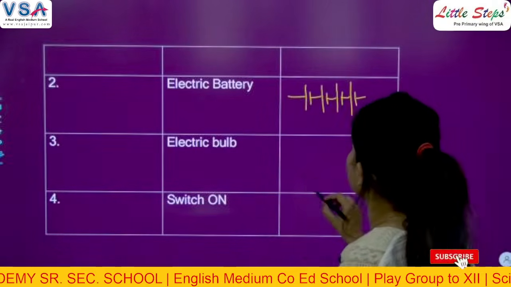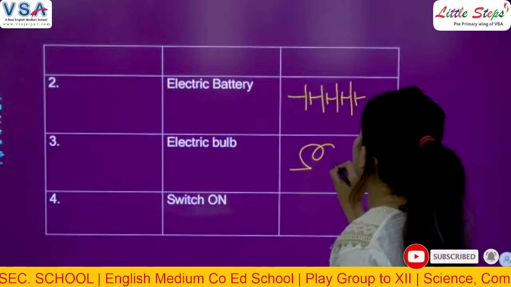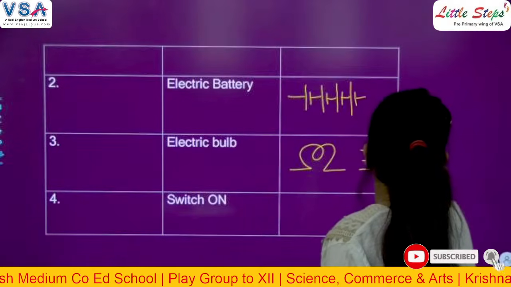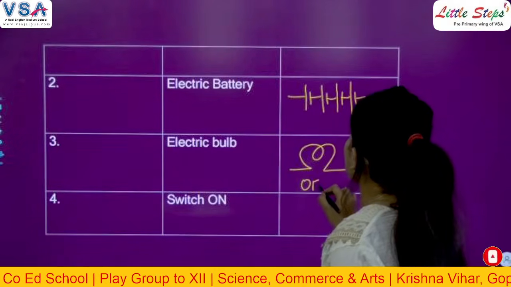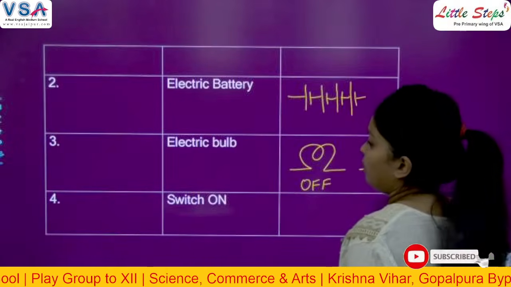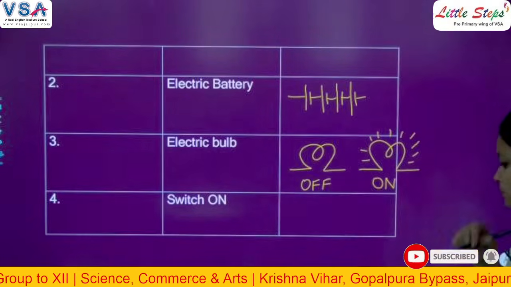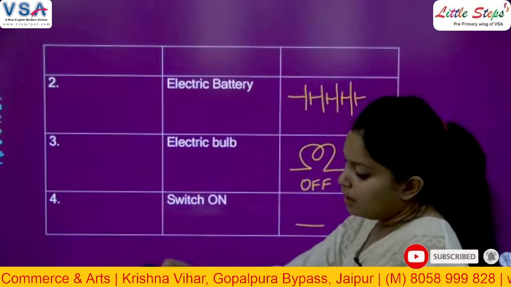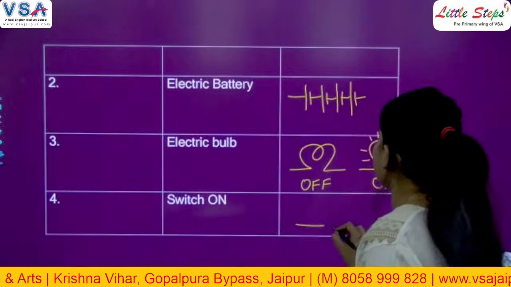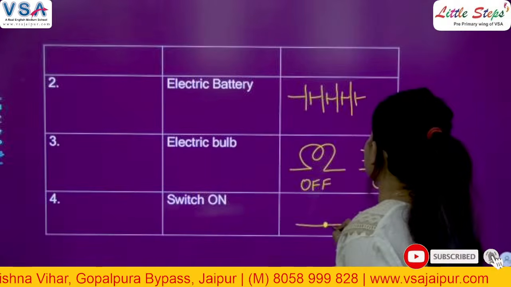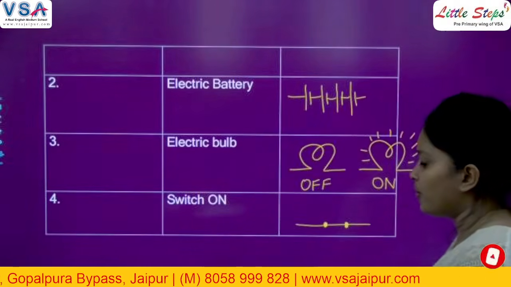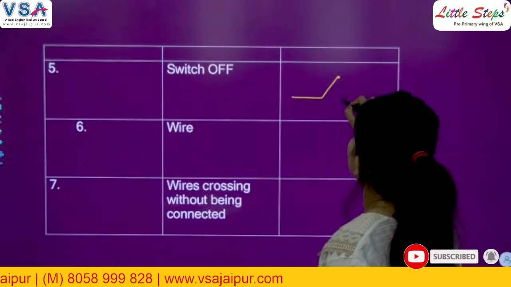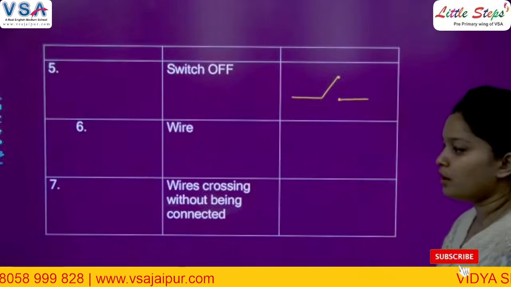Okay, then we have an electric bulb. Yes, you can draw an electric bulb also. These are the two bulbs. This bulb is off and this bulb is on. Then we have switch on. How do we draw switch on? If the switch is on, we will know the wires are connected. While if the switch is off, the wires will be disconnected. This is how we will draw switch on.